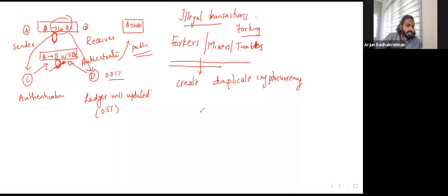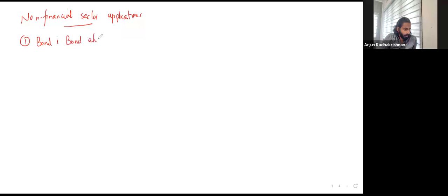Now these are all financial examples, cryptocurrency-related examples of a blockchain. So there are some non-financial sector applications. First one is called the Bond-I-Bond scheme. It is a scheme of the World Bank.